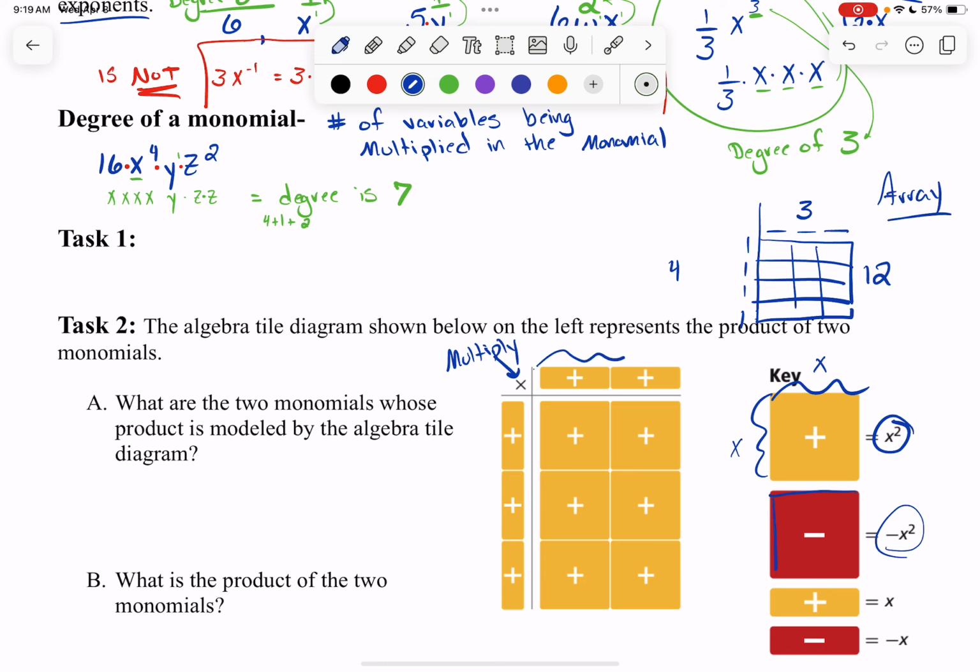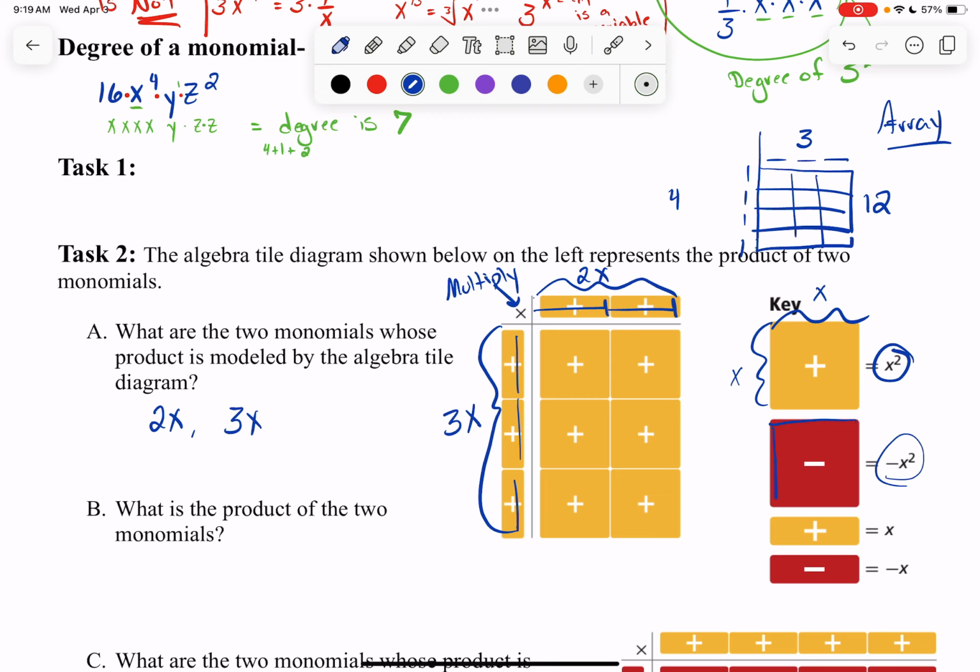So this length is 2 x's. It's x from here to here and x from here to here, so that whole length is 2 x's. It says, what are the two monomials whose product is modeled by the algebra tile diagram? Well, we know one of the monomials is 2x because this guy right here is 2 x's long. This one is 1, 2, 3 x's long, so the other one is 3x. So I'm multiplying the 2x and the 3x.